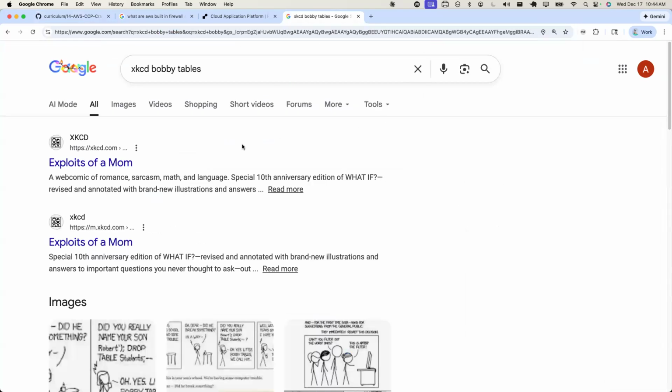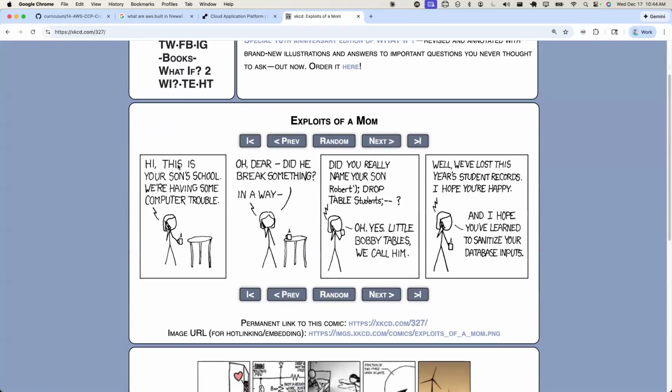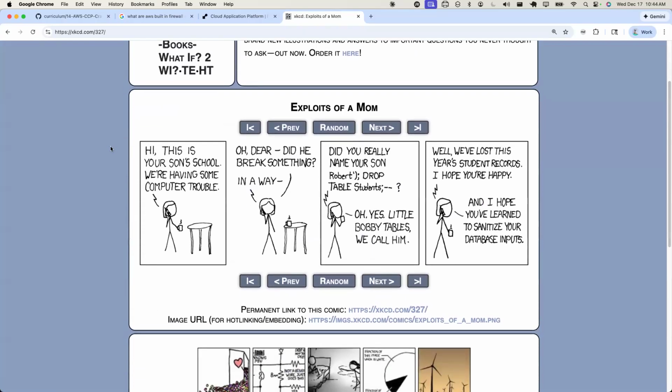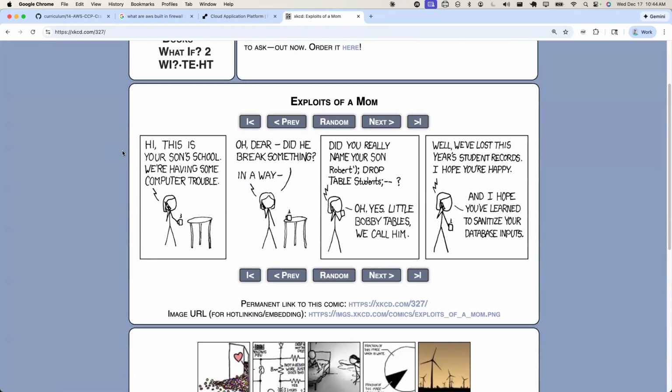Anyone familiar with the XKCD webcomic? This has been around for a long time. The guy who writes it actually used to be a programmer for NASA, I kid you not. And then he made this comic, and it's become quite popular in the tech world and beyond.